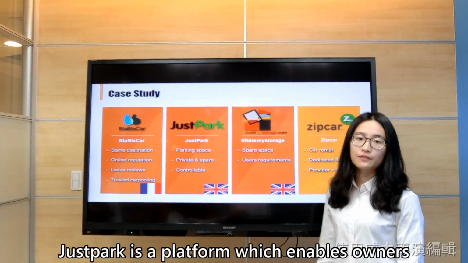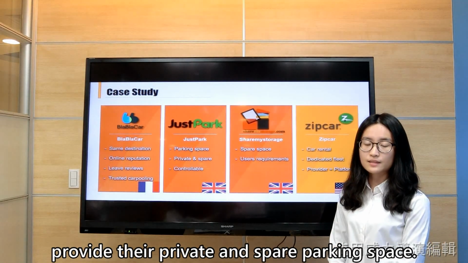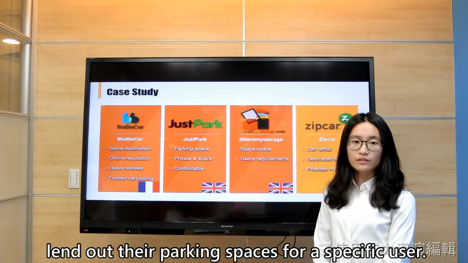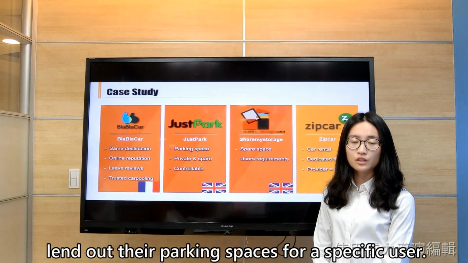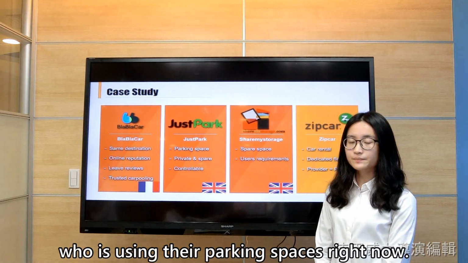JustPark is a platform which enables owners to provide their private and spare parking space. Controllable means that the owner can decide whether to lend out their parking spaces for a specific user. They will also know who is using their parking spaces right now.